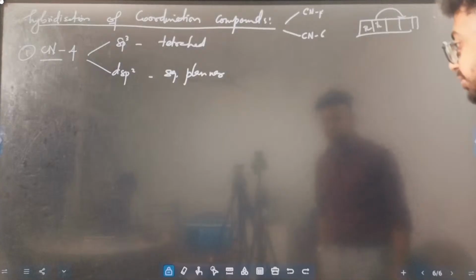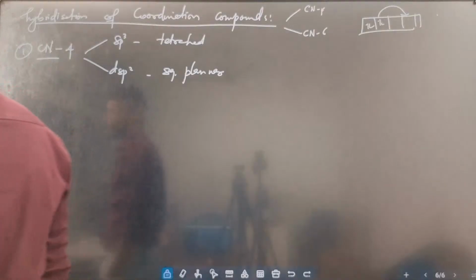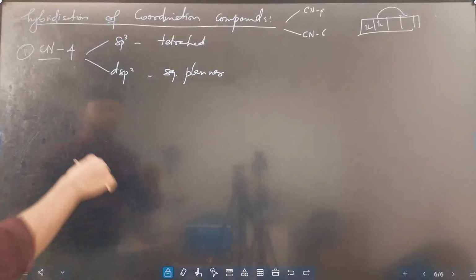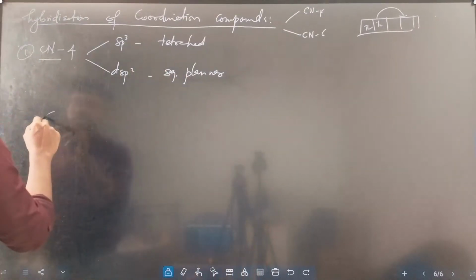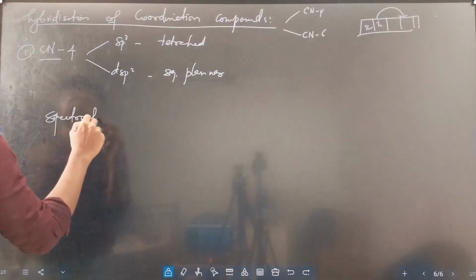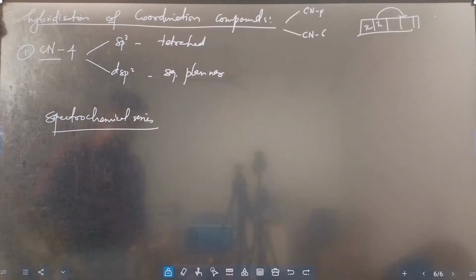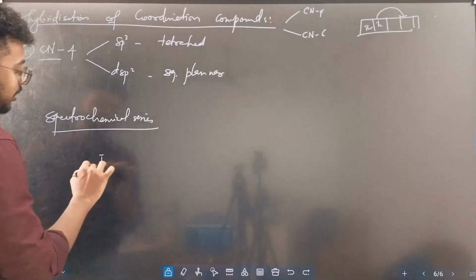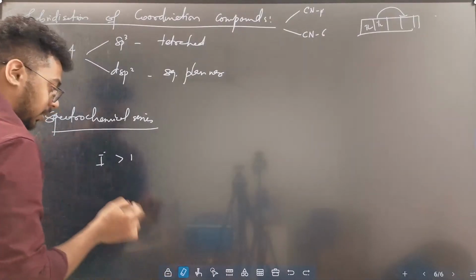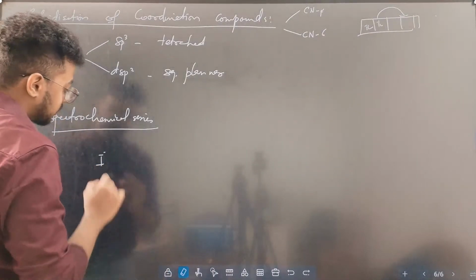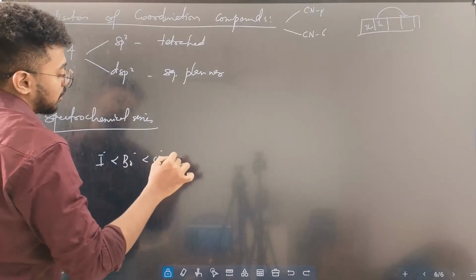Before that, we want to know what the spectrochemical series is. So we have the halogens. The order is from iodine, bromine, chlorine, fluorine.